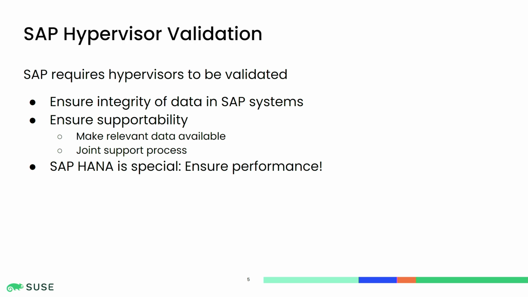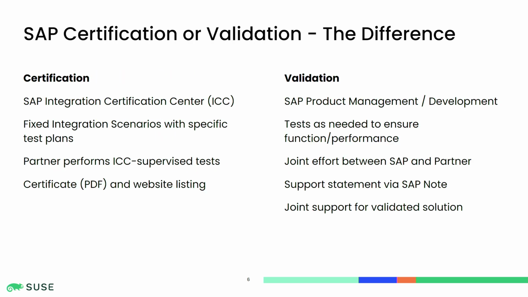And in the case of SAP HANA, there's also one very important aspect: performance. SAP promises kind of a certain level of performance with SAP HANA, so that's why performance is also part of the validation. And you notice I speak about validation and not certification. And in the SAP context, again, this has a special meaning. A certification in the SAP context is something that the SAP Integration Certification Center, or short ICC, performs. And these are fixed scenarios where they do those certifications with specific test plans. And the partner performs those tests, and they are supervised by the ICC. And then in the end, it gets you as a partner a nice certificate and a listing on our website. So really good for marketing purposes.